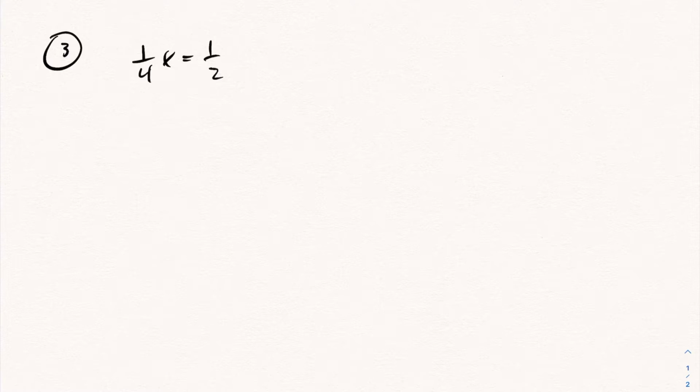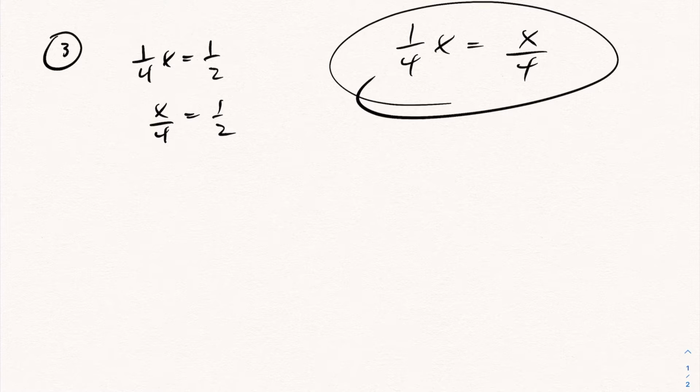All right, let's continue. So in this situation here, it's the same idea. If you want, you can rewrite this as x over 4 equals a half. A lot of times people forget when someone writes 1/4 x, that's equivalent to writing x over 4. These mean the same thing. And algebraically, sometimes this is a lot easier to view.